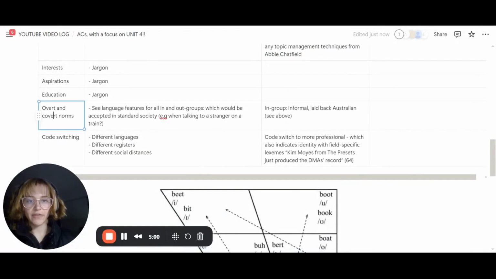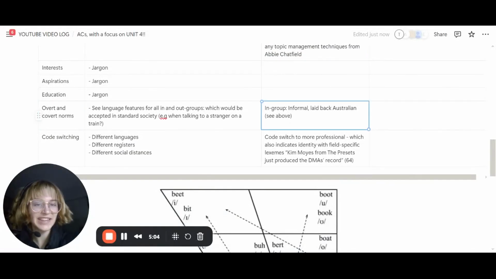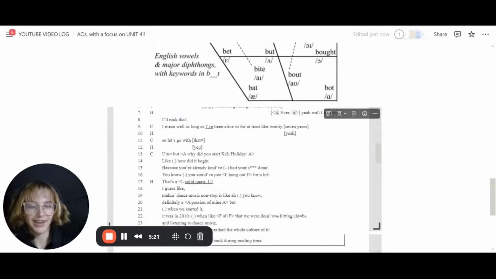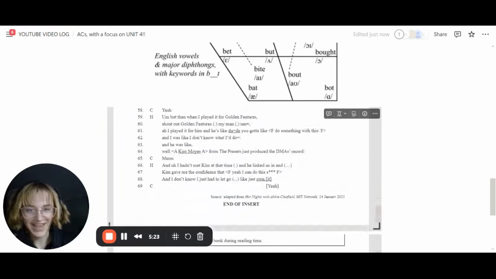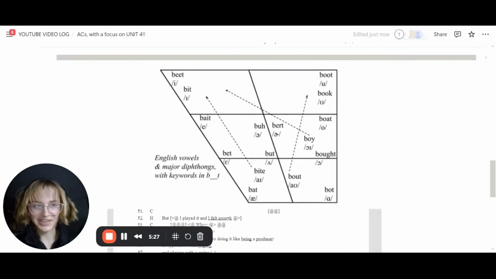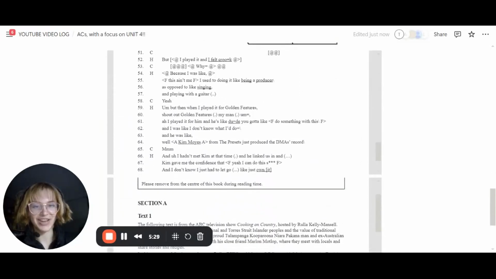Then overt and covert norms. So again, see the big list we had for Australianisms and Australian cultural context and identity. That's all part of the in-group. And so probably the covert norms, especially things like swearing, is very much covert rather than overt. And yeah, we talked about code switching. So that is a super, super quick breeze through this text in terms of Unit 4 only. Of course, there's a lot more to analyze, but I'll leave that for you guys.